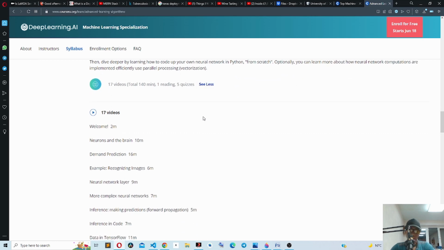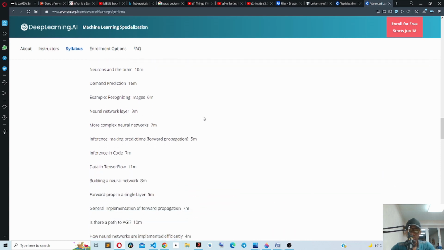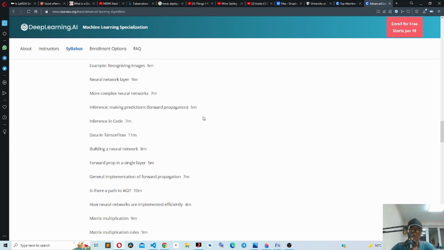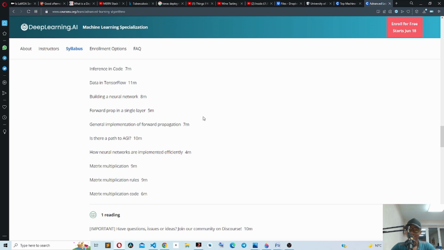That will, I think, talk about the analogy between neurons and the brain. Demand prediction, image recognition, neural network layers, inference, making predictions, data in TensorFlow. Wow, I like that they've introduced Python in this machine learning course.